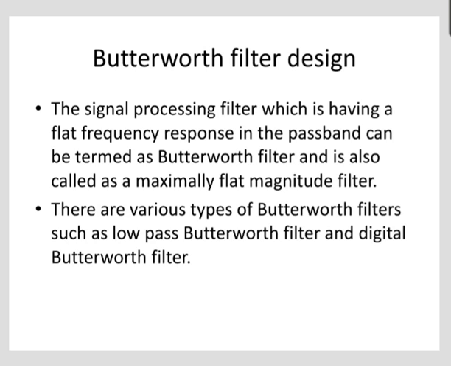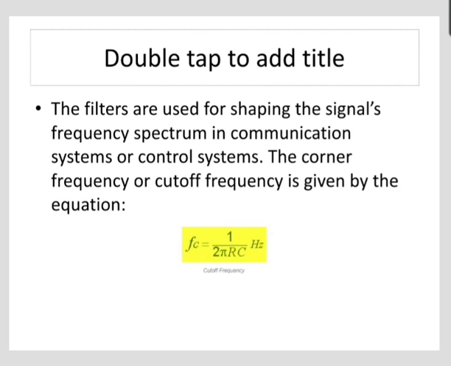Next is Butterworth filter design. The signal processing filter which has a flat frequency response in the passband can be termed a Butterworth filter, and is also called a maximally flat magnitude filter. There are various types of Butterworth filters, such as the low pass Butterworth filter and the digital Butterworth filter. The filters are used for shaping the signal's frequency spectrum in communication systems or control systems. The corner frequency or cutoff frequency is given by fc equal to 1 by 2 pi RC.